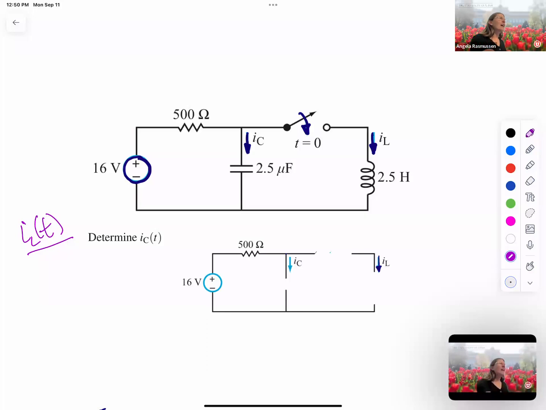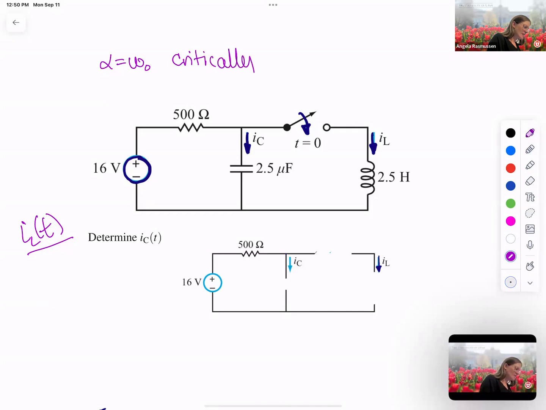All right. Have you guys gotten far enough to find alpha and omega naught? For those that have found that, what characteristic are we looking at here? And so critically damped is correct. Okay, just make sure you guys keep working in the same direction.